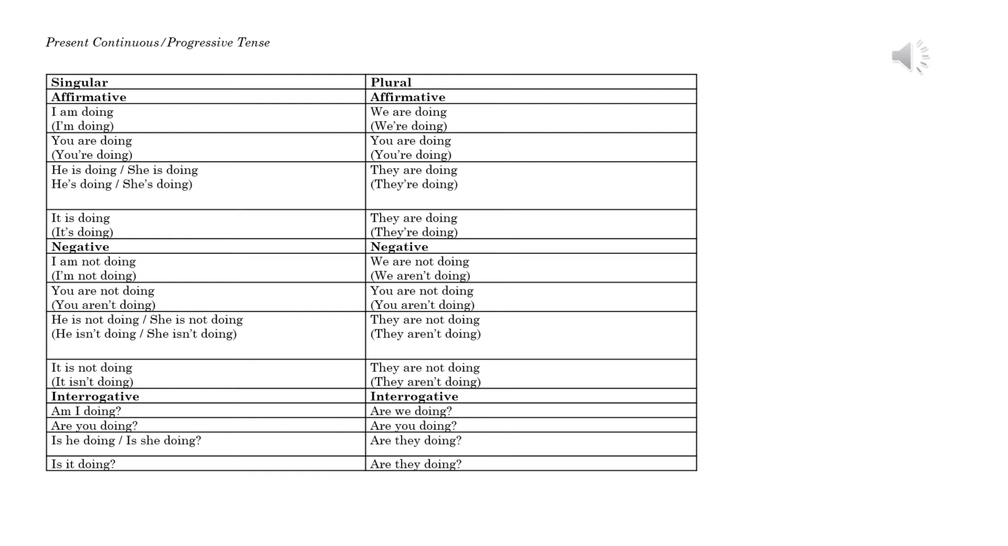Negative. I am not doing, I'm not doing. You are not doing, you aren't doing. He is not doing, she is not doing. He isn't doing, she isn't doing. It is not doing, it isn't doing. We are not doing, we aren't doing. You are not doing, you aren't doing. They are not doing, they aren't doing.